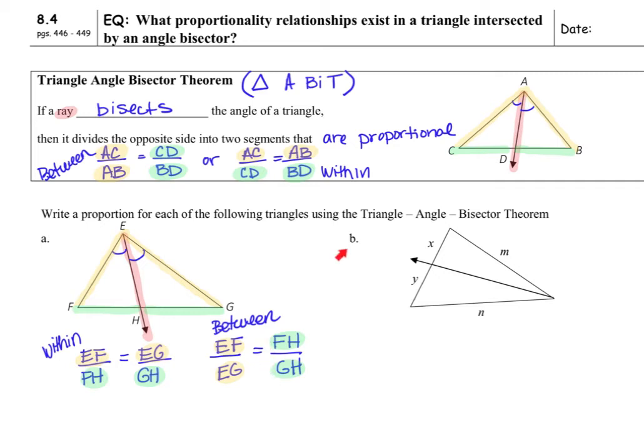Now let's take a look at letter B. The ray that is bisecting the triangle is right here. This means that M will correspond to N and X will correspond to Y. If you were to set up your proportion, you can do M to X is equal to N to Y, or you can do M to N is equal to X to Y.